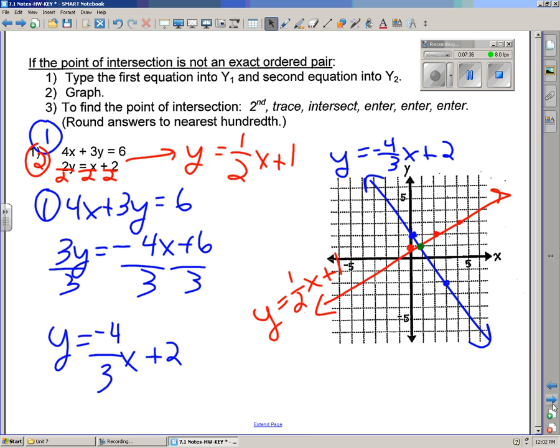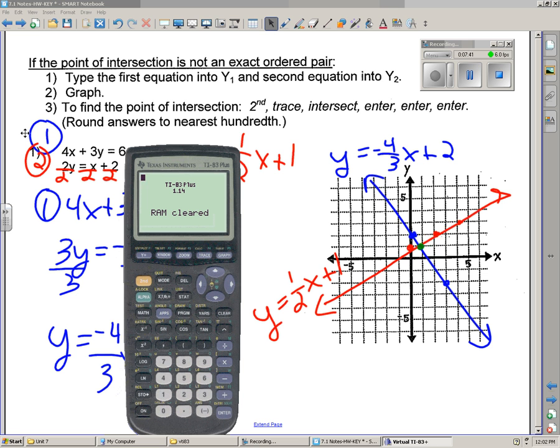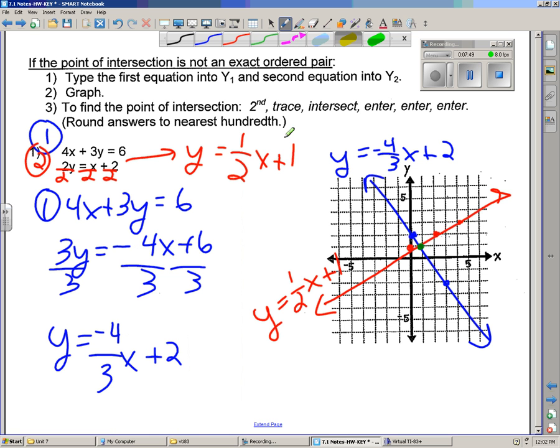So I'm going to get my calculator pulled up. Okay, so here we go. What it says to do in this case is, in order to find the point of intersection, you're going to have to type these equations into y equals. And then you're going to actually find the point of intersection by doing this thing right here. Second trace, intersect, enter, enter, enter. And then you're going to round your answers to the nearest hundredth if you need to.